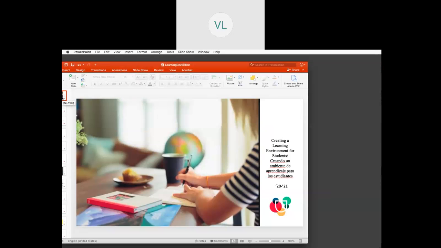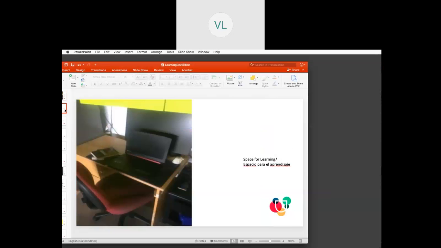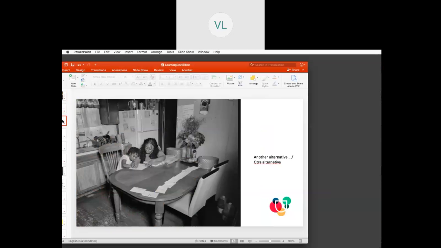Welcome! Today we will be discussing how to create a learning environment for students. Let's begin first by identifying an area for learning. It could be a desk at the corner of a bedroom or any room. Keeping in mind that this area needs to be clean with no interruptions so that students can concentrate. Having a designated area lets students know that it's time to concentrate on schoolwork.